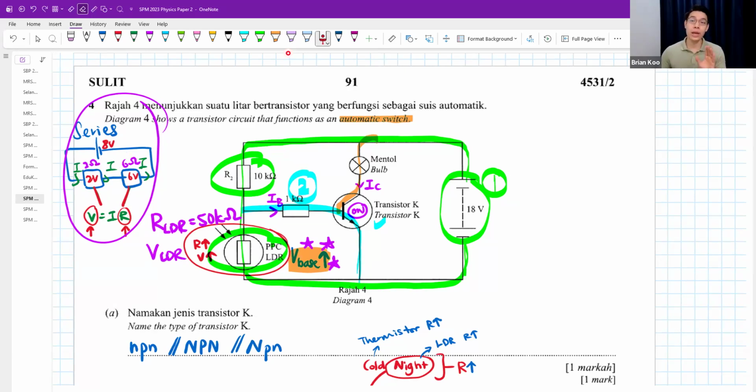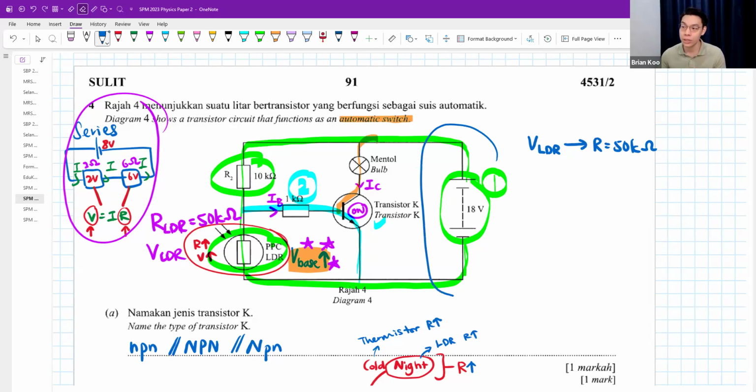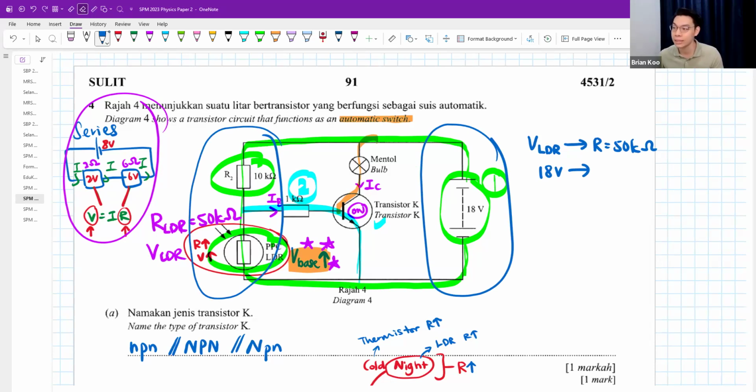So your job is to go and write a few ratios. I want to find what is the voltage of the LDR, and I know the resistance is 50 kilo ohm. Also, they always like you to go and write the total voltage. If my voltage is 18 volts, which is the total, the question is, what is the total resistance?